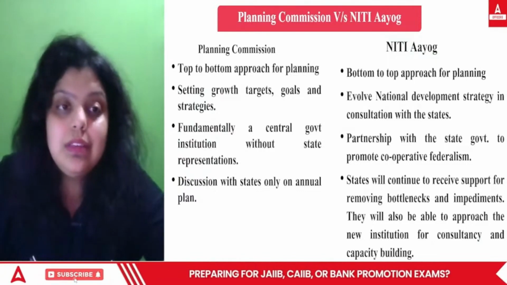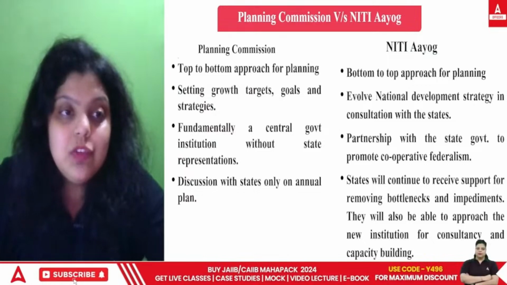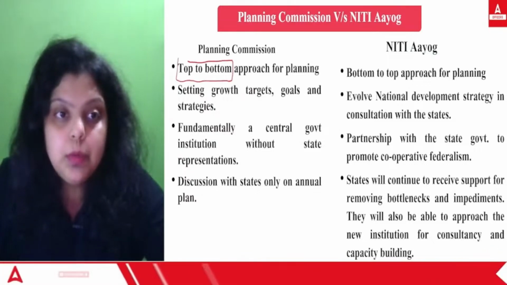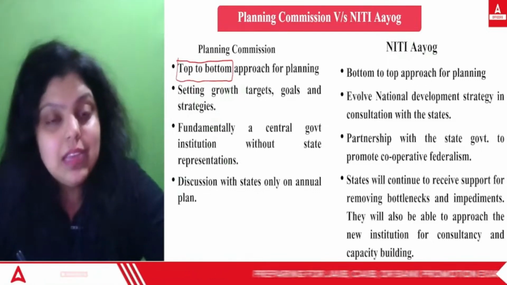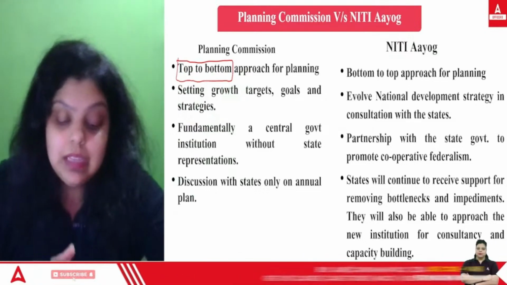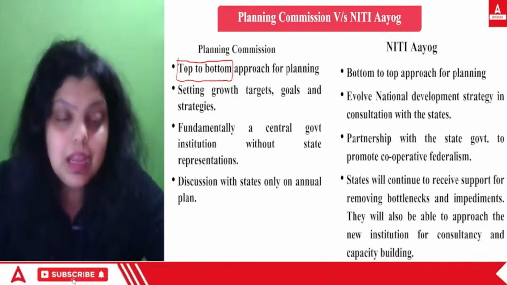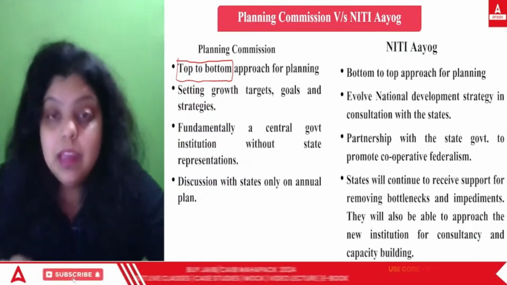So the first difference is that the Planning Commission used to make plans on centralized planning, that is a top to bottom approach. At the central level, the central government used to make the plan, and the state governments and union territories just had to implement those plans. They did not have any kind of say in the planning of the country. So this was a top to bottom model, centralized planning by the Planning Commission.